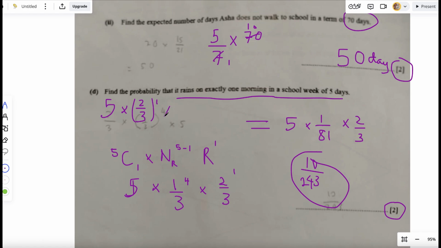So if the school week is 5 days and it rains 1 day, how many days does it not rain? Meaning it didn't rain for 4 days, right? So you say 1 over 3 raised to the power of 4. So if you do this, you also get the same thing. Okay? This one is a bit tricky, and I hope you understand how to do this type of probability.